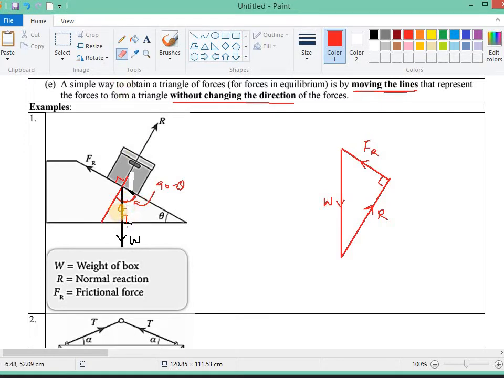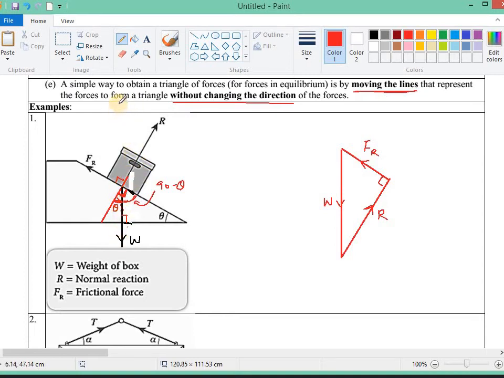And this side here is also theta, because this one is 90, this side is 90 also. This side is 90 minus theta. So that means this side is 90 minus 90 minus theta, so we get theta in here. And this triangle we can get by moving.